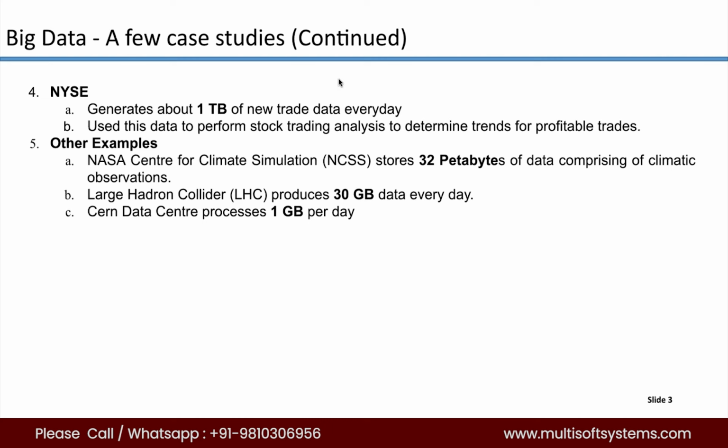What are the other examples? NASA Center for Climatic Simulation stores 32 petabytes of data, comprising of climatic observations. And that's the reason why, when you go to the US, if you people have traveled outside of India, you would see that the predictions are so accurate. Right? In the US, people move out of the house by looking at predictions, and then say, oh, this prediction is right or wrong. Maybe it is going to snow, so I'm not going to venture out. People make decisions nowadays. In India also, it is becoming quite accurate.